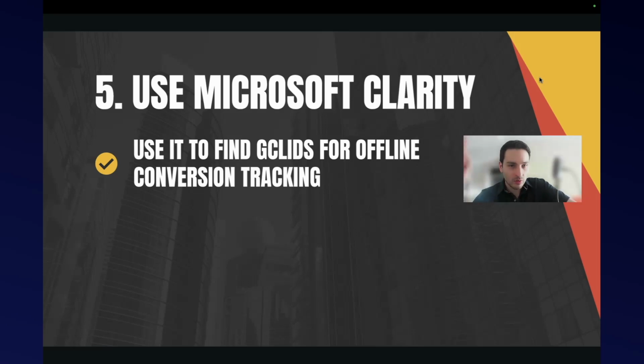But the tip that I'm sharing here, that I believe I discovered on my own. Maybe somebody else has talked about this before, but I have never seen anybody talk about this before, is that you can actually use Microsoft Clarity for offline conversion tracking purposes. And I use it almost every day now for offline conversion tracking, specifically to find the GCLID. So what am I talking about here?